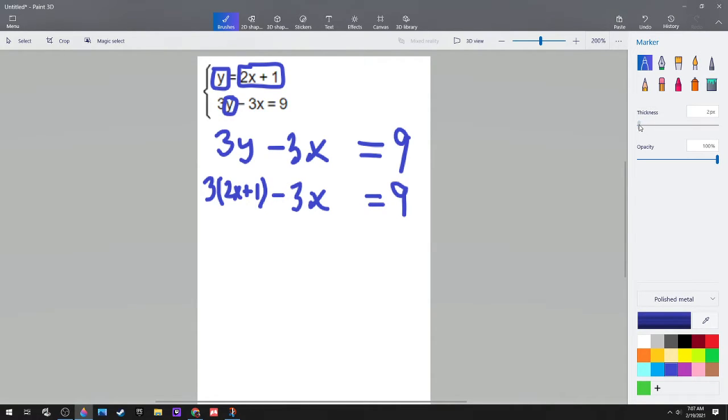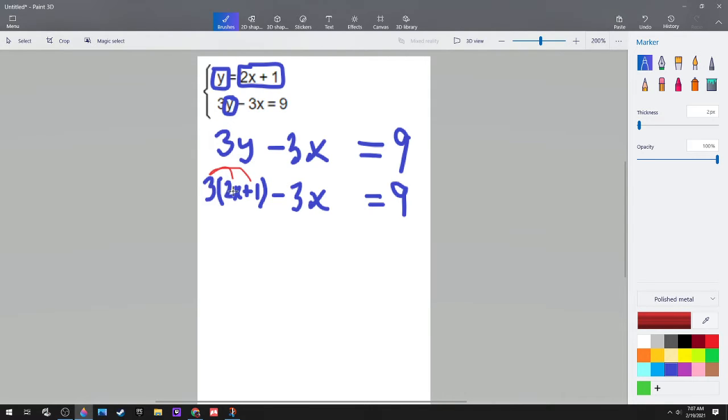So what I'm going to do now is, well, I've got a 3 out front of parentheses. I'm going to solve this equation for x. So I'm going to walk through those steps. Feel free, if you think you know how to solve this equation, try it on your own. Don't wait for me to do it. Pause the video, try it, see what you get. So I'm going to go ahead and do mine now.